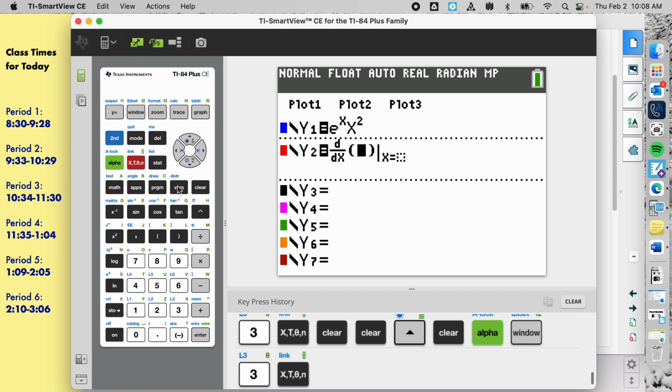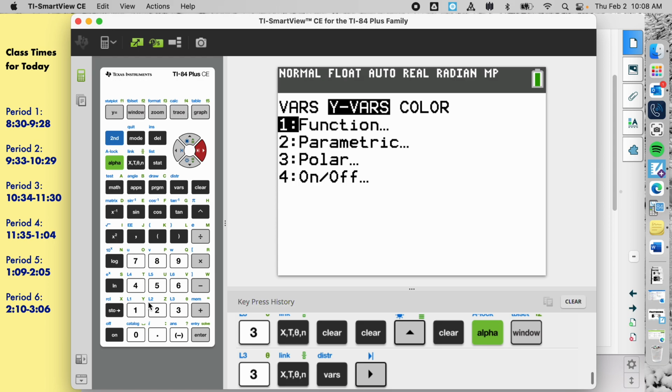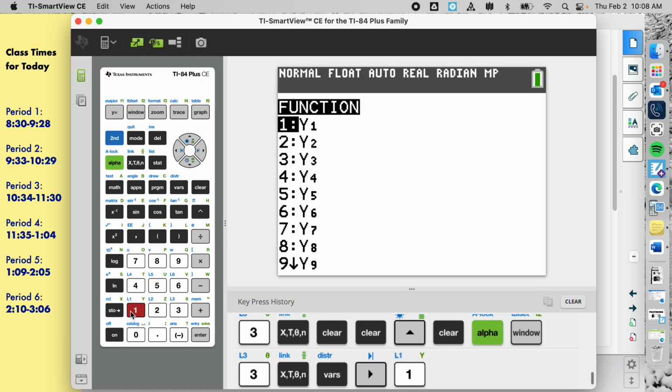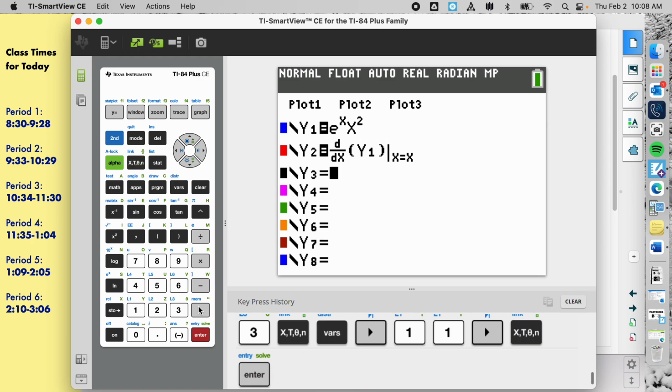Y1 is in 2 spots. One spot is under variables, because this is the button to where every variable in your calculator you can find. And we want a y variable because it's y1, and it's a function, so I can find it there. That might be easier to remember. The variables button. It says vars. And then I want it at every x value, not at a single number. So I just put x.